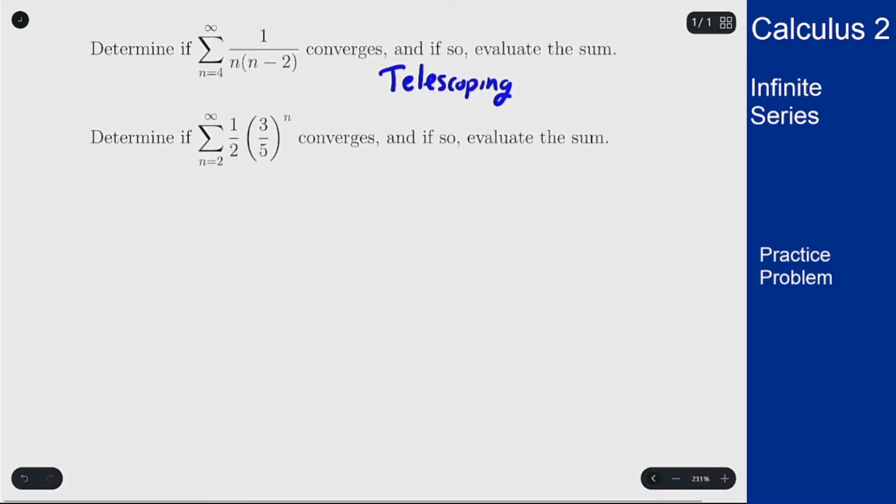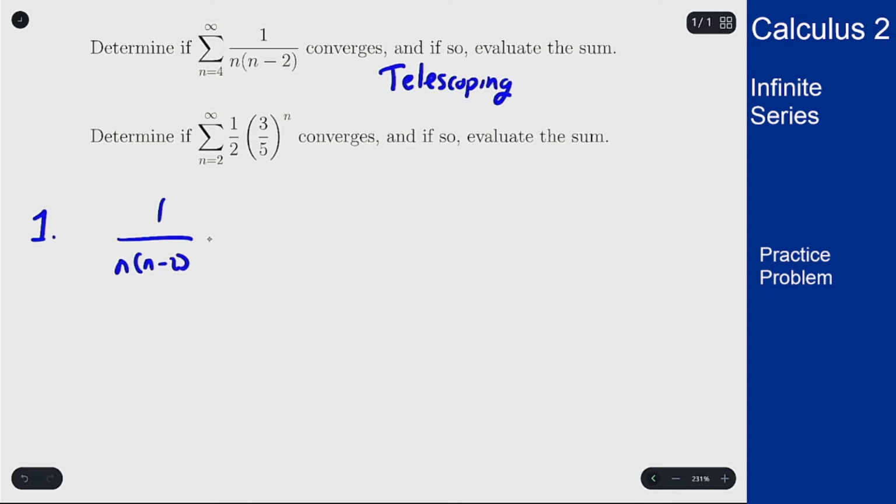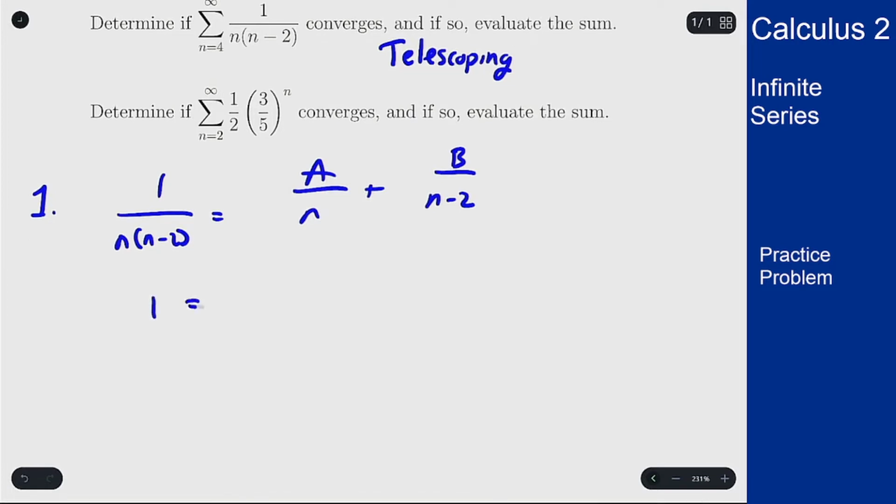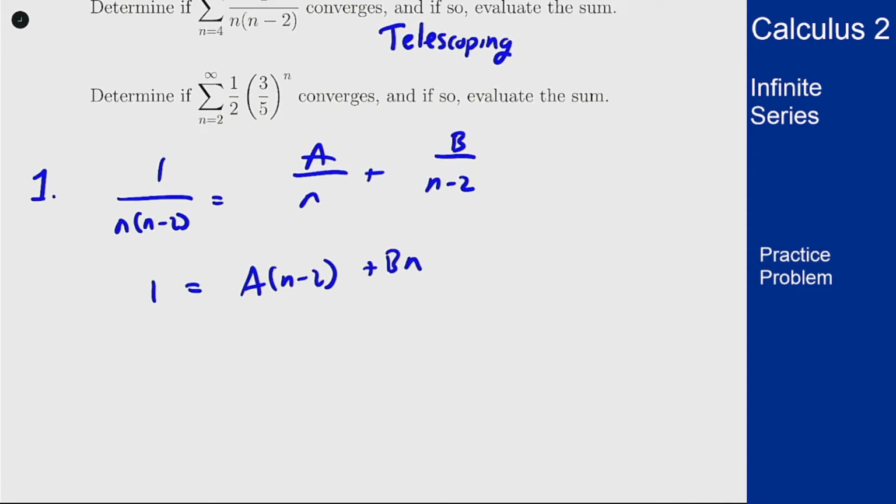So we can see that for the first example here, 1 over n times n minus 2 should be some a over n plus some b over n minus 2, which means that 1 equals a times n minus 2 plus b times n. If I plug in n equals 0, it'll tell me that 1 is minus 2a, so a is negative 1/2. And normally our sequences don't include 0, but in this case, we're plugging in values to see what the partial fraction work is. You can plug in anything you want to make that happen.